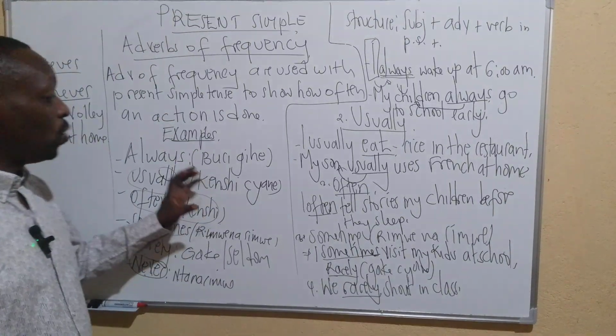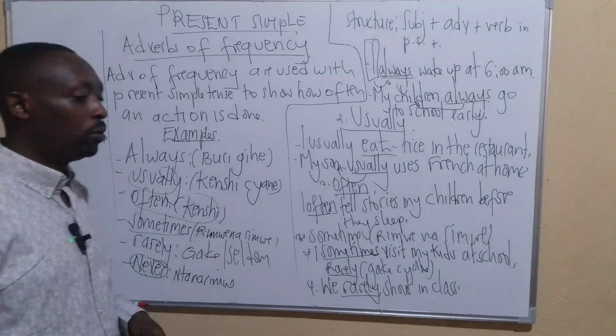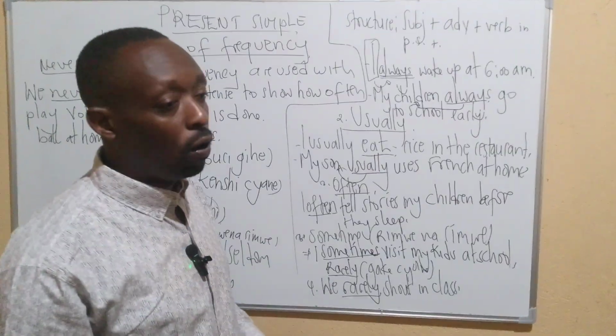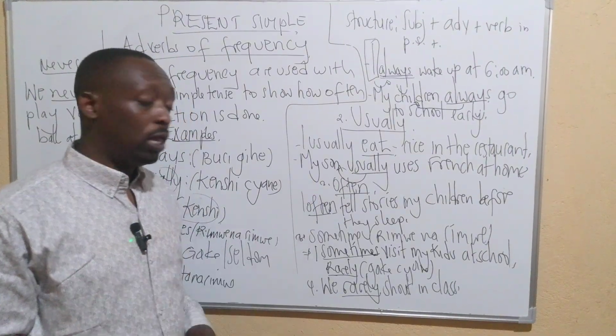So this is how we can use these adverbs of frequency with the present simple tense to show how often an action can happen.